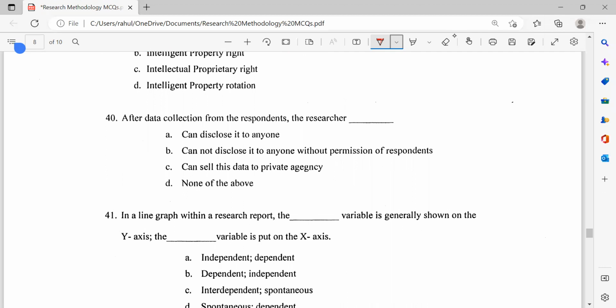Question number 40. After data collection from respondent, the researcher can disclose to anyone? No. Obviously, no. Cannot disclose it to anyone without permission of respondent? Yes. Can sell this data to any agency? No. Option B is the correct answer.